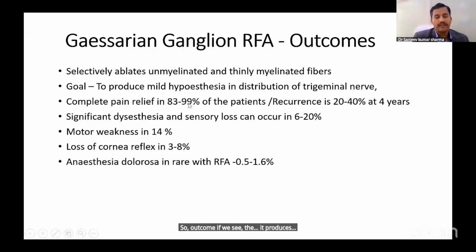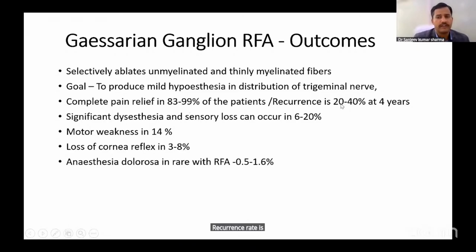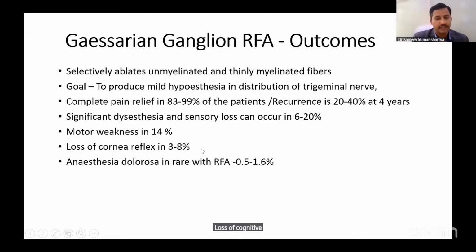So the outcome, if we see, complete pain relief is seen in 83 to 99% of patients. The recurrence rate is around 20 to 40% in 3 to 4 years. Dysesthesia and sensory loss can occur in 6 to 20% of patients. Motor weakness in 14% of patients. Loss of corneal reflex in 3 to 8%, when the needle tip is at the V1 area. Anesthesia dolorosa is a very rare complication. It is a very, very low rate.